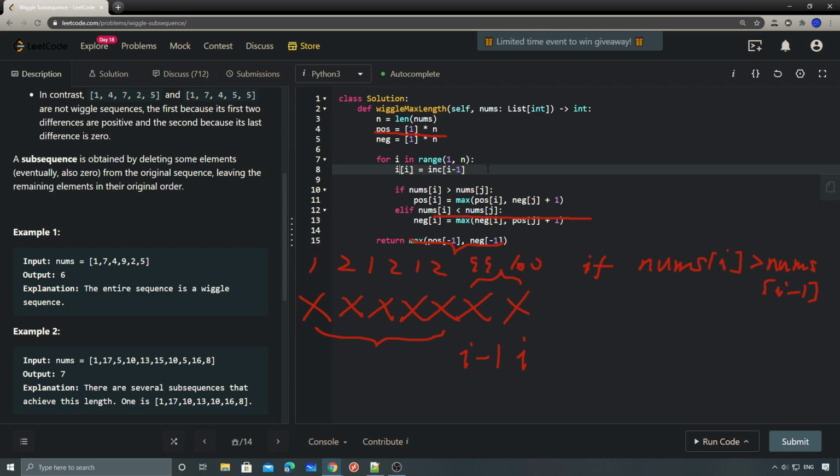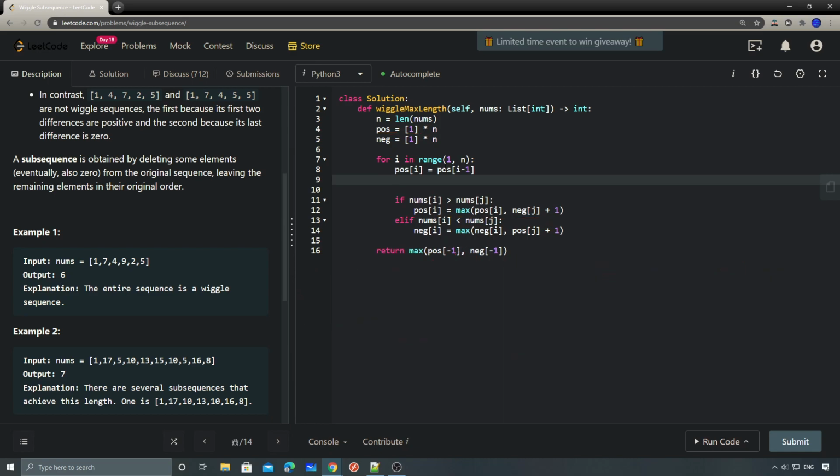So positive, positive, and then we have a negative, right? Negative i equals negative i minus 1. So these two lines mean that if we don't pick, that's the base case, right? If we don't pick it, we still have the length from the previous state.